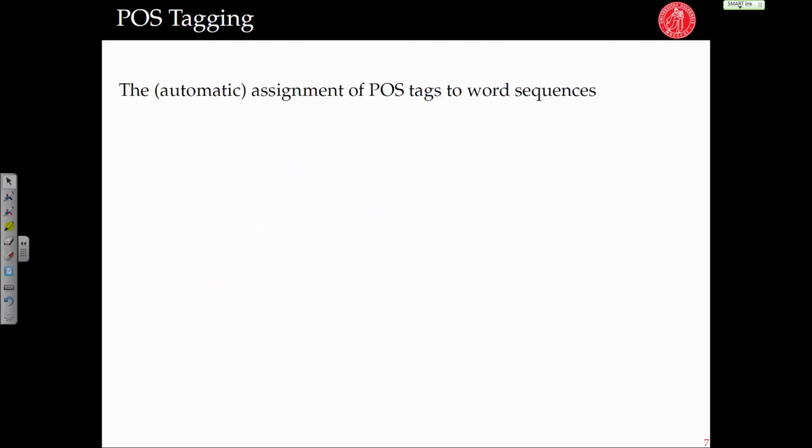Yeah. So the task that we will be working with, as I mentioned before, we are interested in sequence labeling. So we're interested in assigning a sequence of labels to an input sequence. In part of speech tagging, the task is to automatically assign a part of speech tag to a word sequence. So we're given a word sequence, and we want to assign a part of speech per word. So 10 words, then 10 parts of speech.